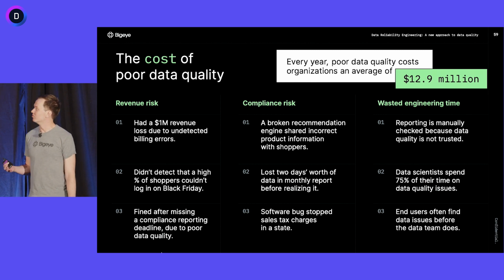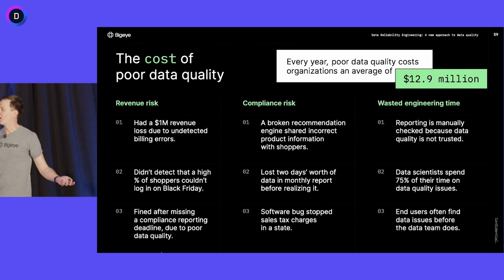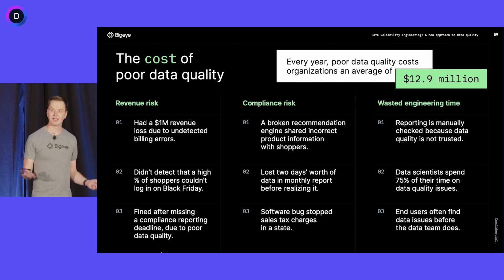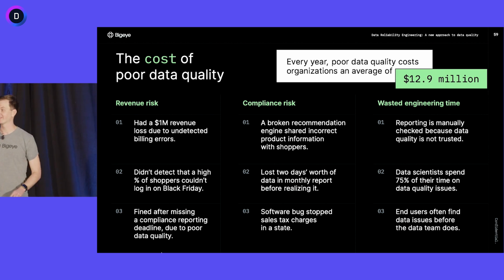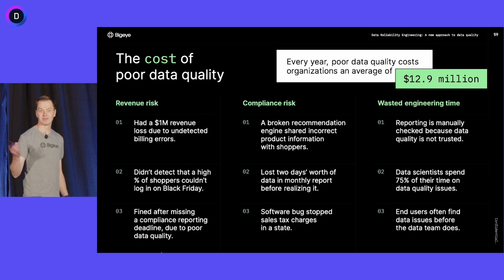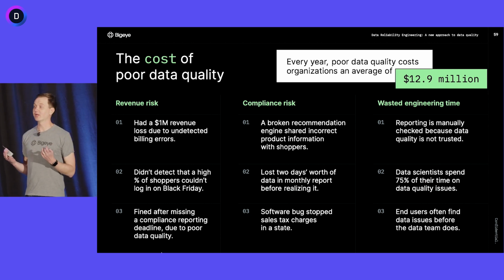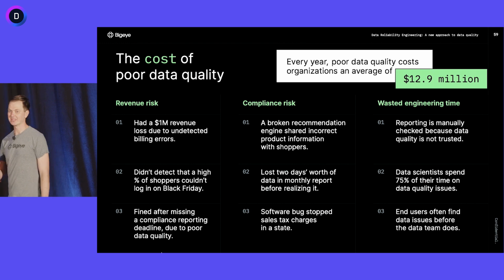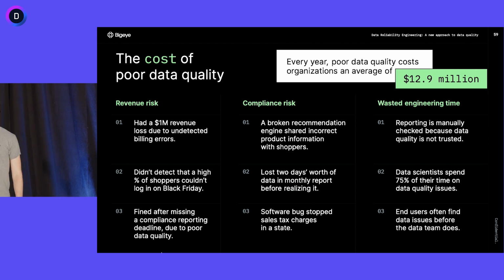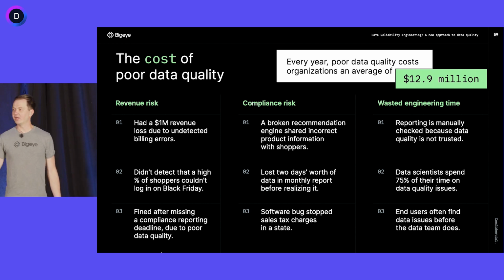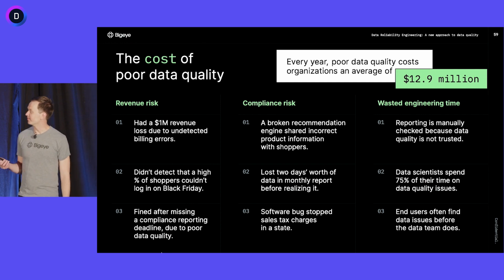On top of that, you might have compliance risk. Everyone here probably has had to go through some sort of audit, whether that's SOC 2, ISO 27001, whatever it is. You need to make sure that the data that you're using for all of your business processes, whether they're revenue generating or not, is reliable and compliant.